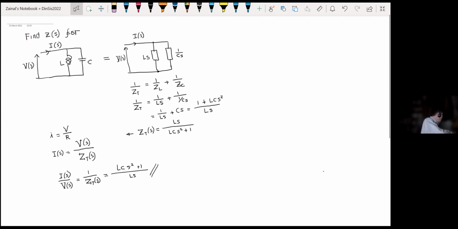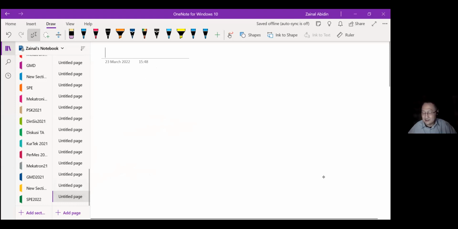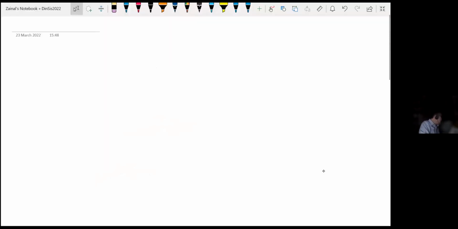Okay, there are several examples, and I will give you homework later, but it becomes easy. Now, I want to introduce you to a very important device which we call the operational amplifier. All of this is discussed in chapter 6, so remember chapter 6 of the Palm book.